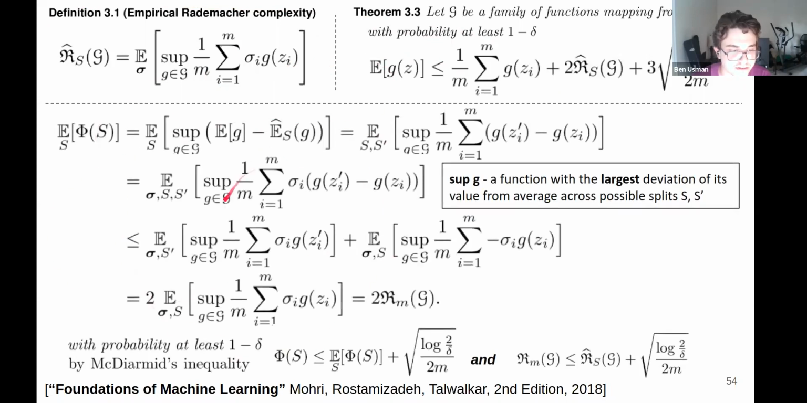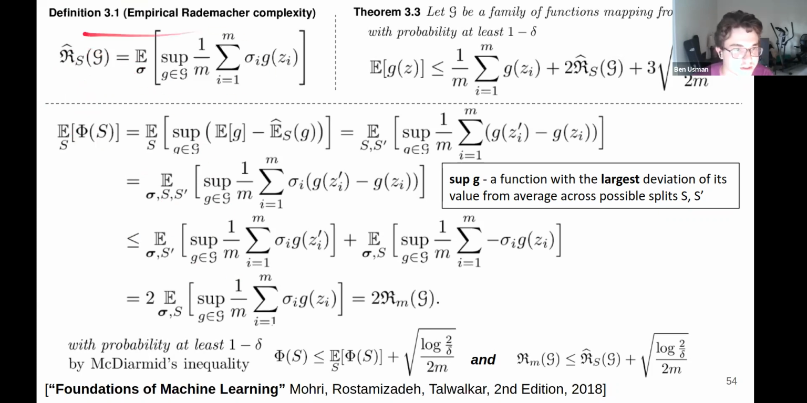This is a fairly standard proof from this book by Mohri and others. It just shows that we can replace estimates over the entire data sets with empirical estimates.